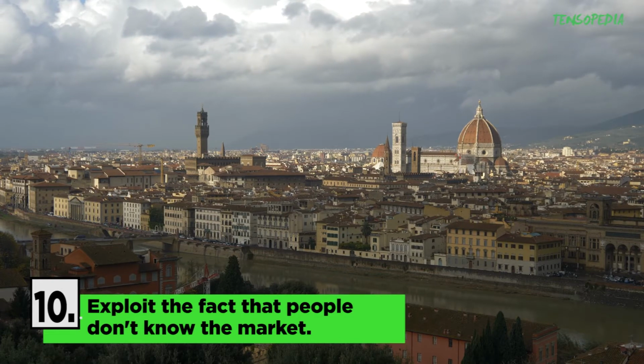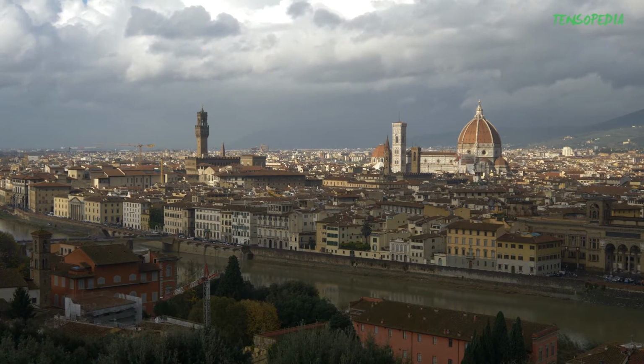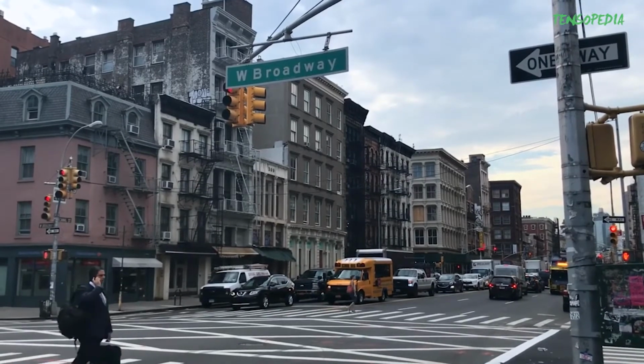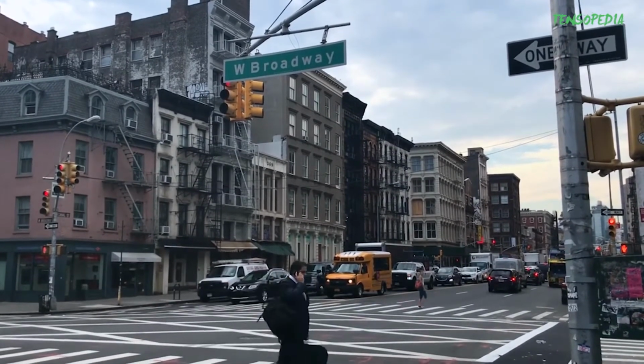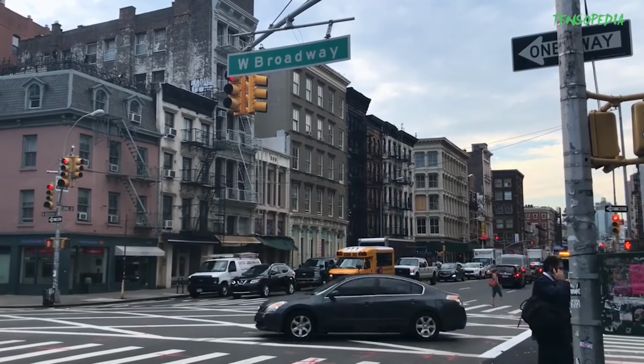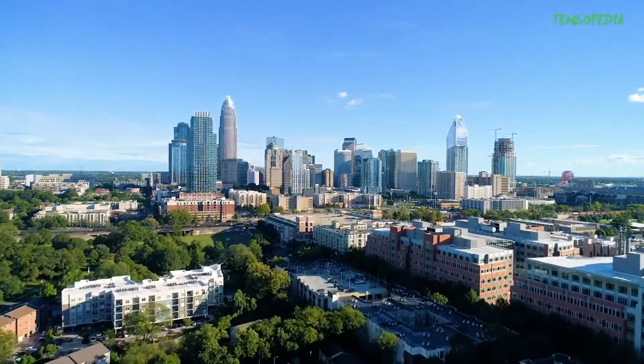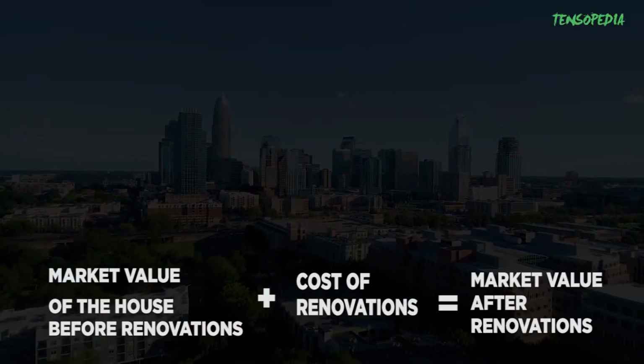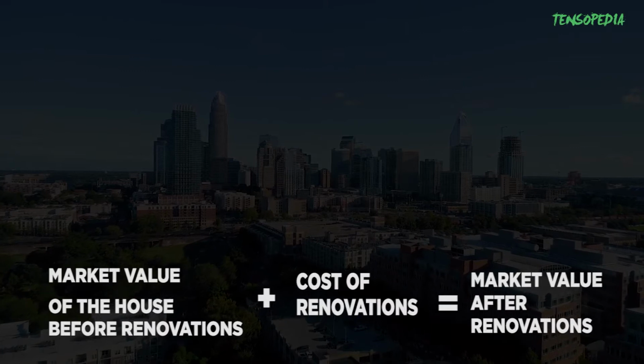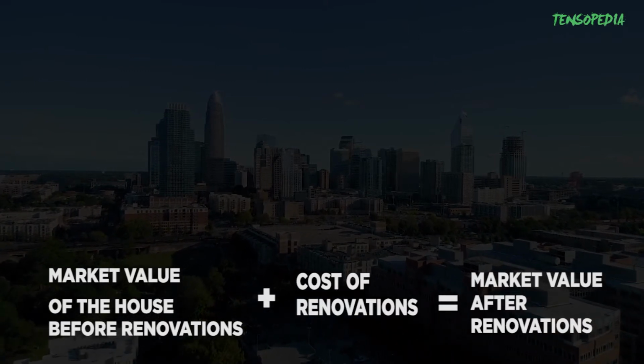This one's not really about valuing the house, it's about making money from it and how house flippers make a profit when they buy, renovate and sell again. Remember when we talked about making modifications to houses? Basically what we talked about is the following formula: market value of the house before renovations plus the cost of renovations equals market value after renovations. But what would that mean for house flippers?